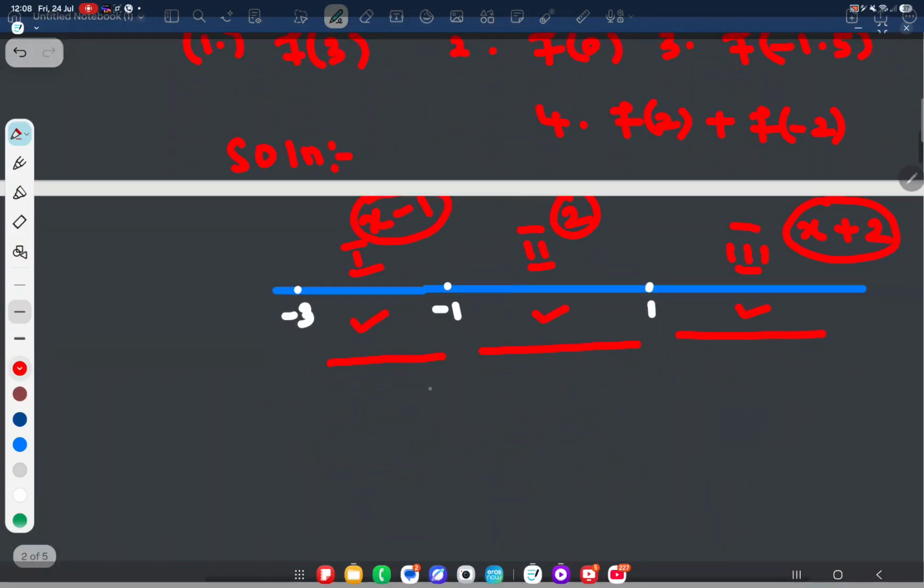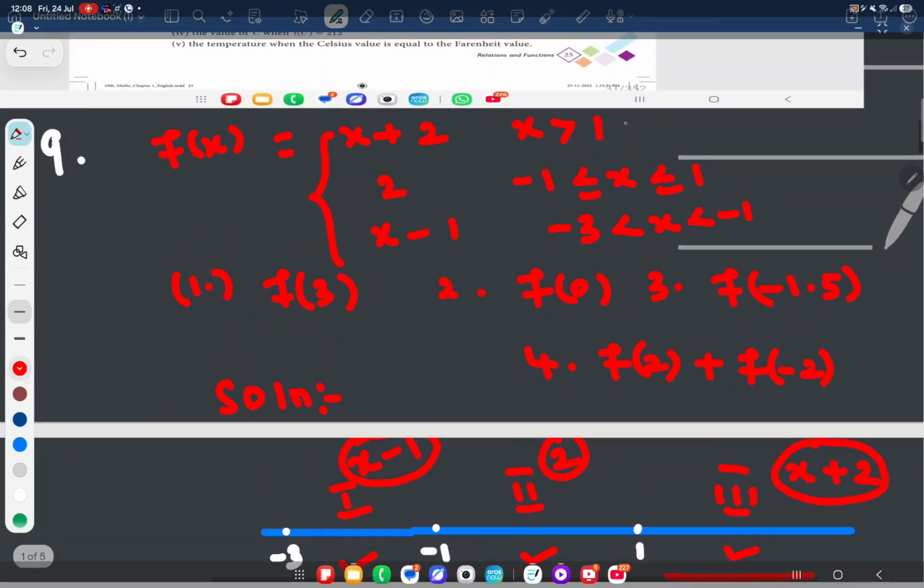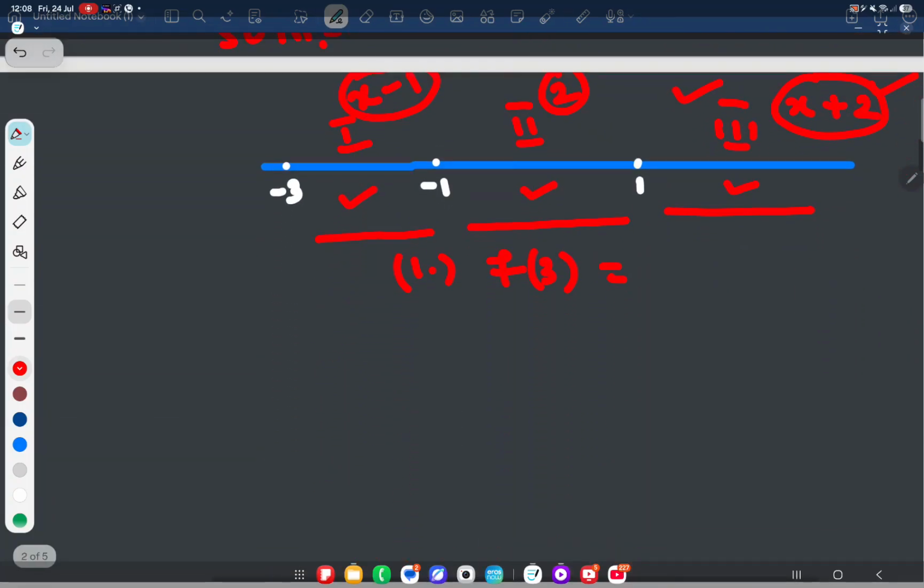Now, first we have to find f of 3. f of 3 means positive 1, x greater than 1, third interval, f of x is x plus 2. Here f of x is x plus 2. What is f of 3? 3 plus 2, 5.